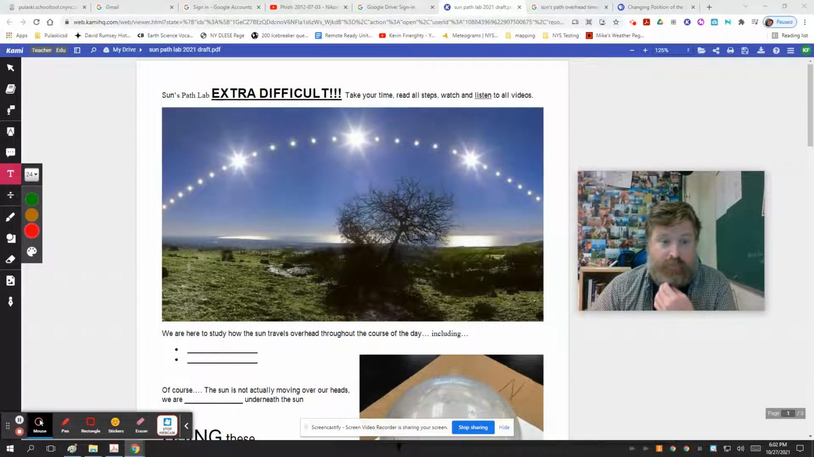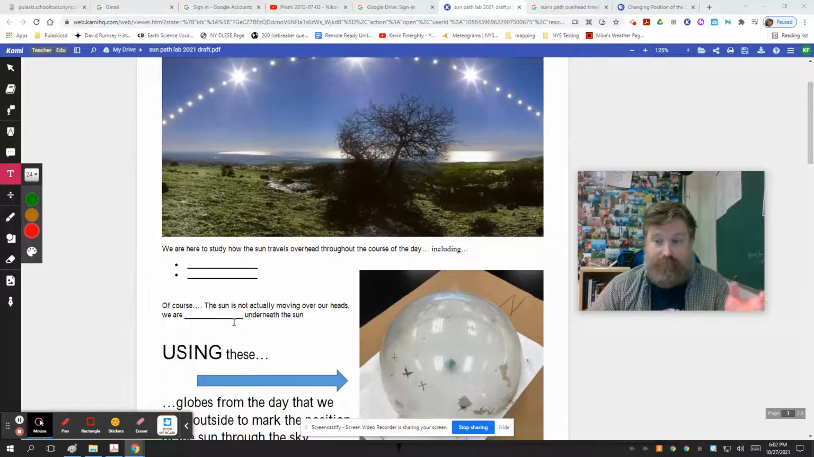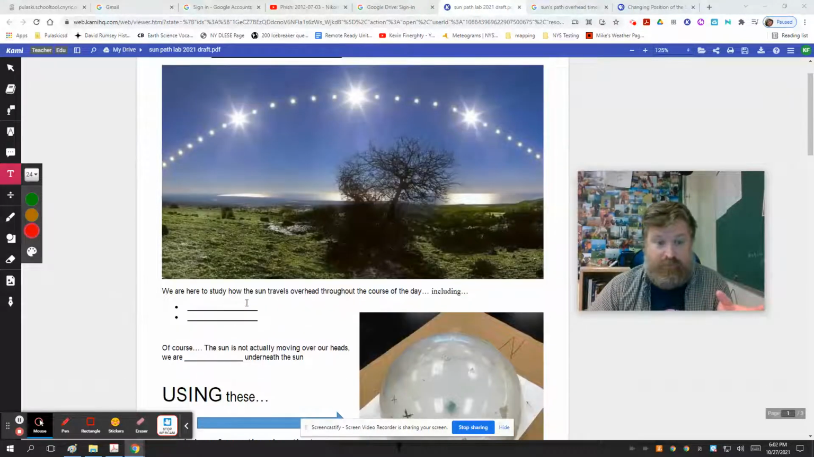And what are we trying to do here? We've got to figure out what is the deal with the path of the sun throughout the sky through the course of the day. You've probably noticed sunrise to sunset and what the sun does throughout the course of the day, right? Now we've got to quantify some of that and really figure out what's going on.